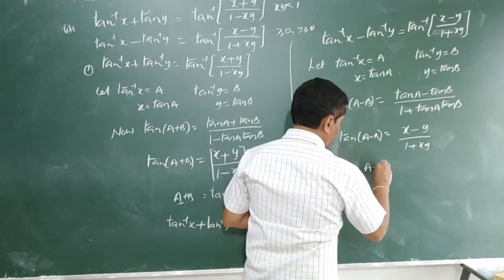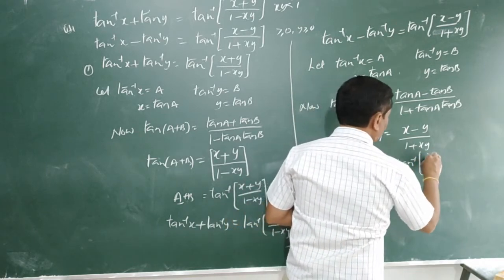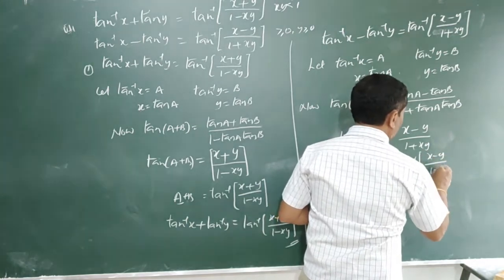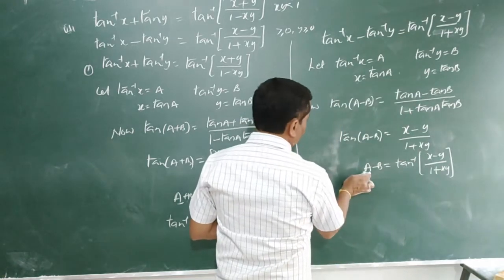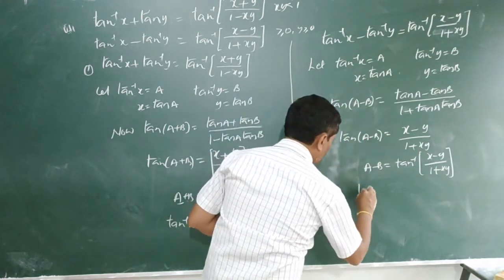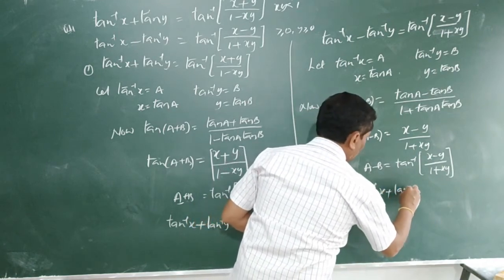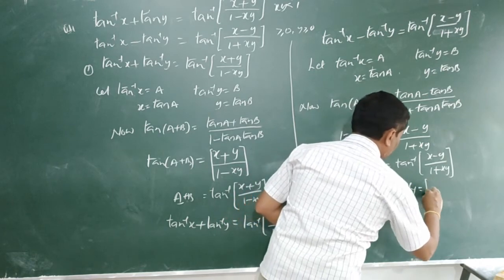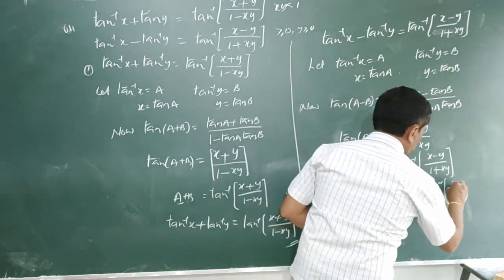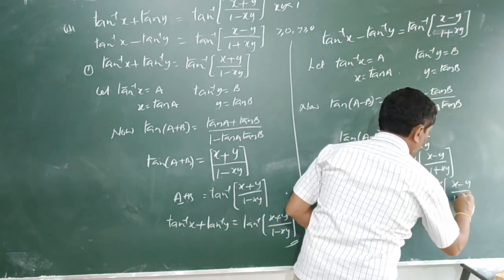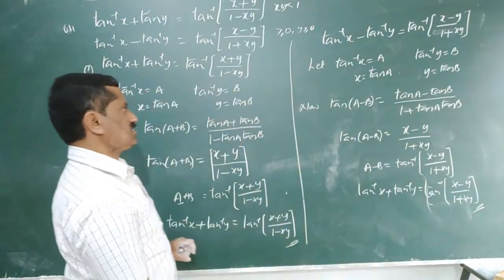Therefore a minus b is equal to tan inverse of (x minus y) whole divided by (1 plus x into y). Again, what is the value of a? We have tan inverse of x. Therefore tan inverse of x minus tan inverse of y is equal to tan inverse of (x minus y) whole divided by (1 plus xy). Okay, you should remember this.